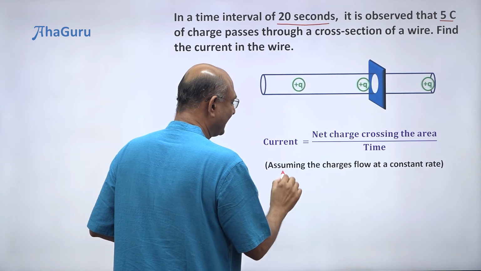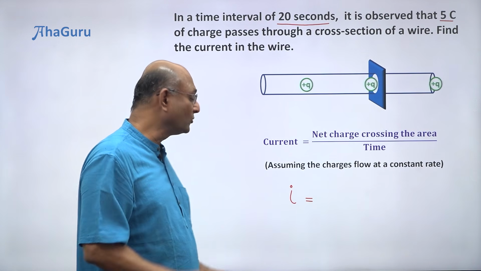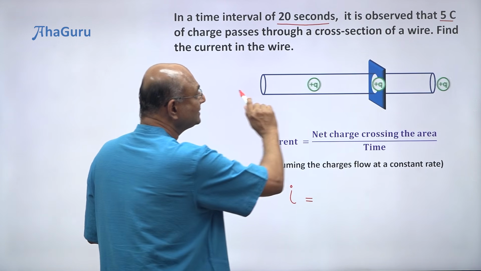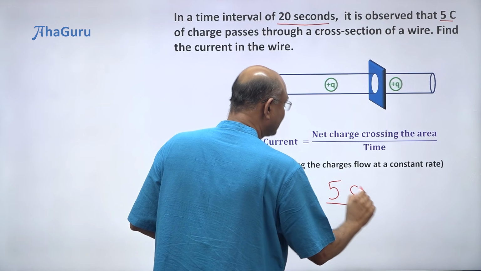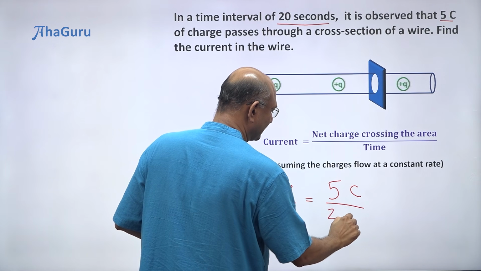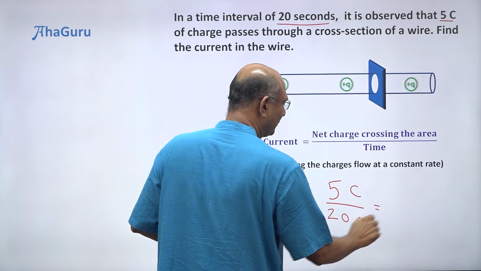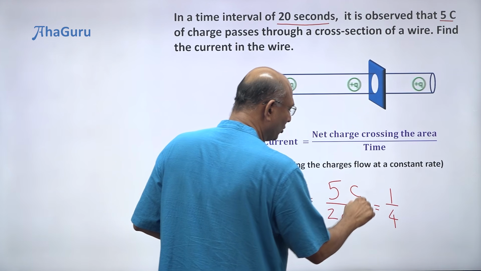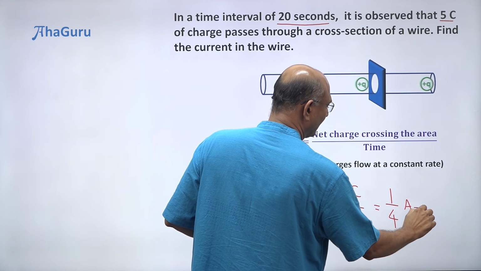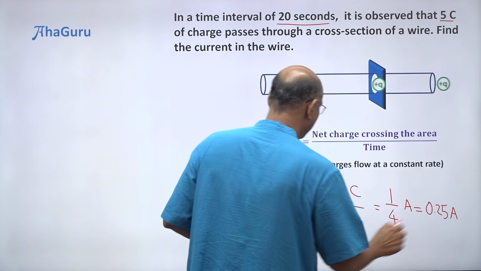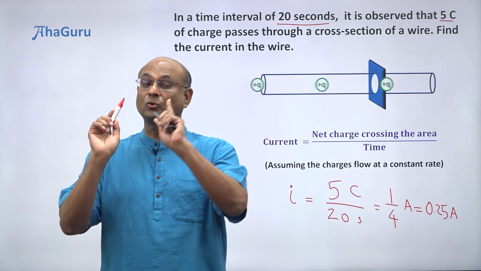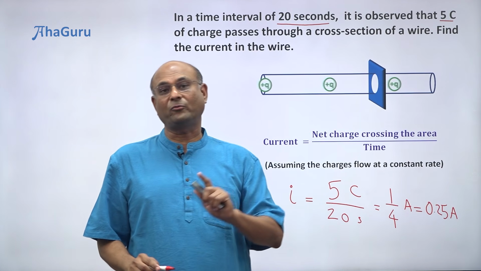The symbol for current is I. So we usually use I to talk about current. How much charge flows through? 5 coulombs. In how much time? In 20 seconds. And so 5 by 20 is 1 by 4 coulombs per second, which is amperes, or 0.25 amperes. So the current flowing through the cross section is 0.25 amperes.